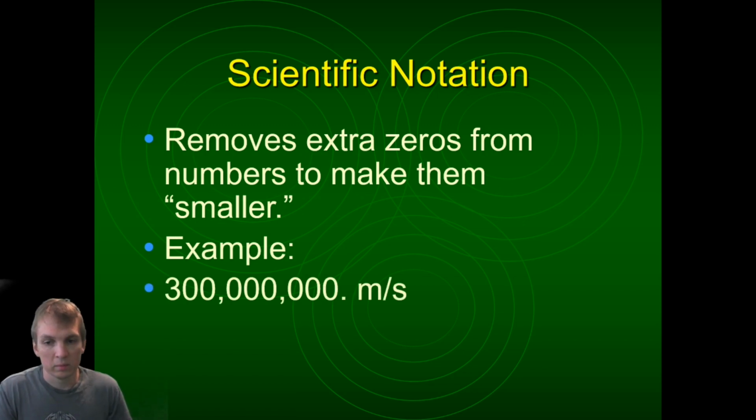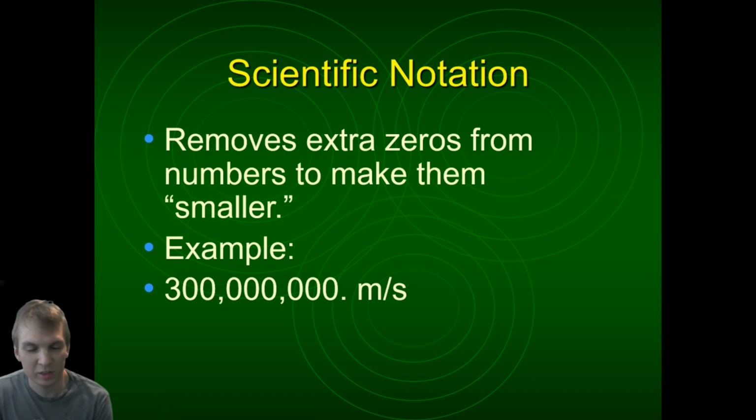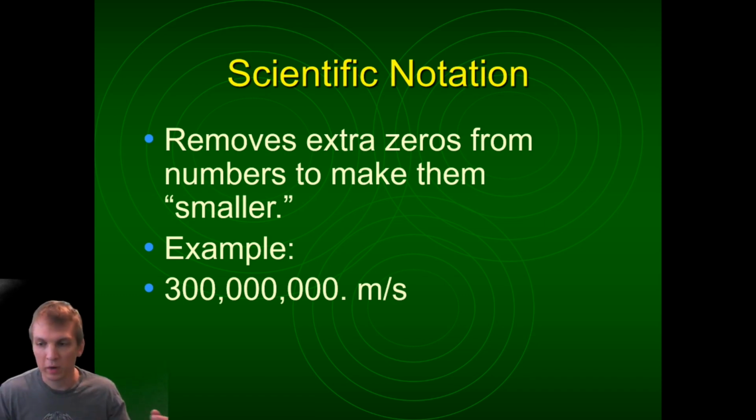Here's another example. 300 million meters per second. This is the speed of light in meters per second. If you're not familiar with a meter, it's a little bit longer than a yard. It's about 39 inches or so and some change, just a little bit longer than a yard, and that's 1 meter. So if we cover 300 million of those in 1 second, that's the speed of light.